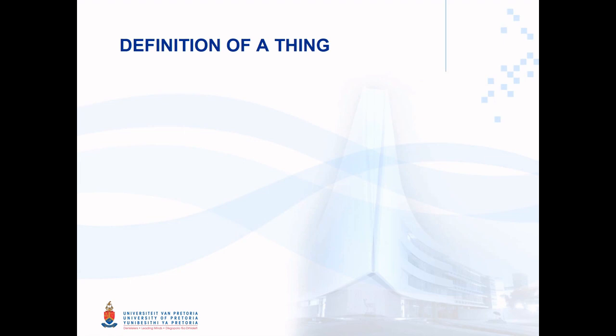So what is the definition of a thing? Much like the definition of property, the definition of a thing is also very contentious. There is no real consensus as to what a thing constitutes. In other words, there's disagreement as to what a thing should constitute. But because of the important gatekeeping function that the definition of things has, there is a working definition that is regarded as acceptable.